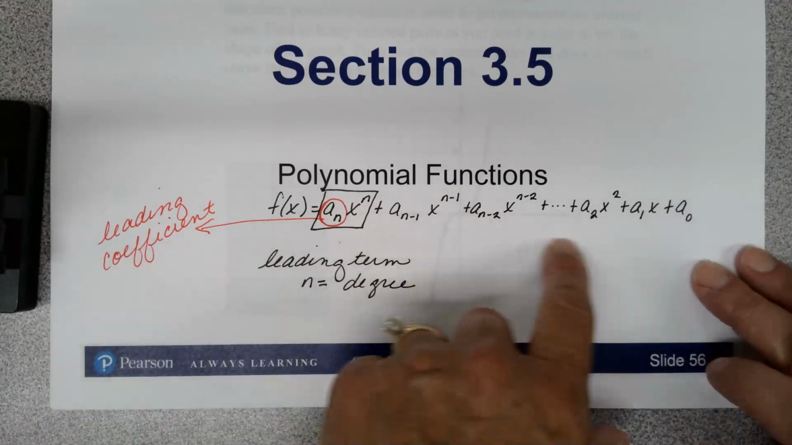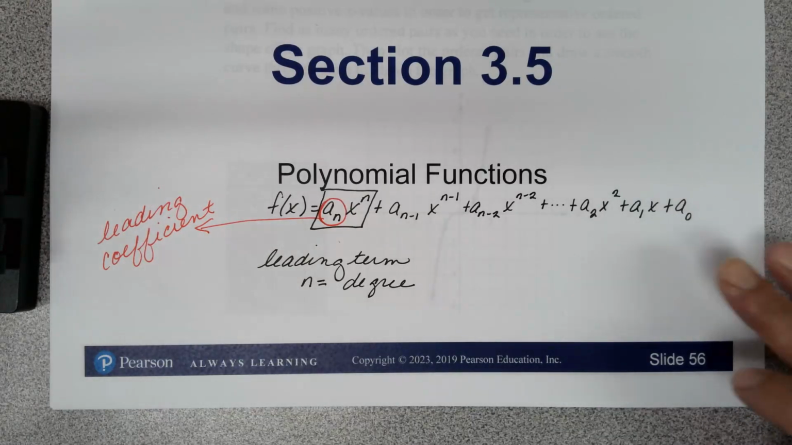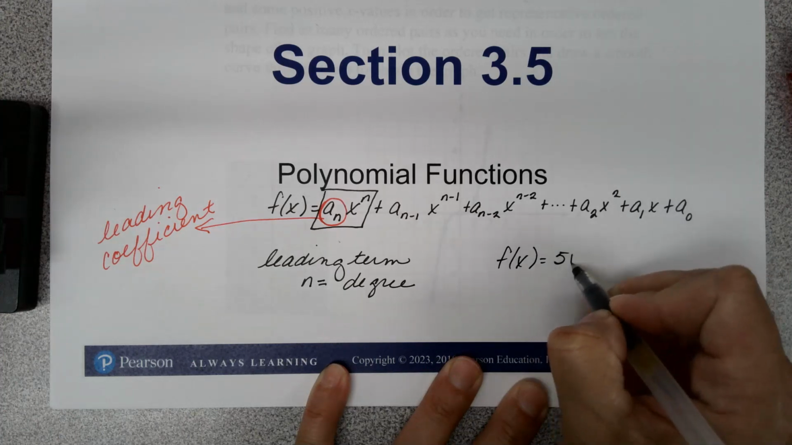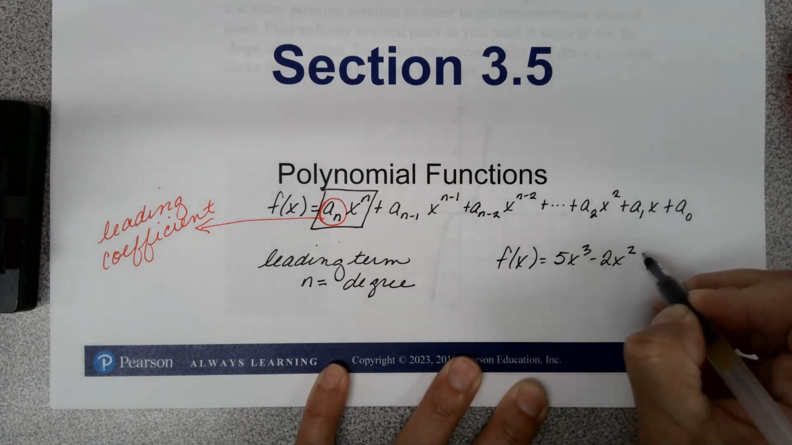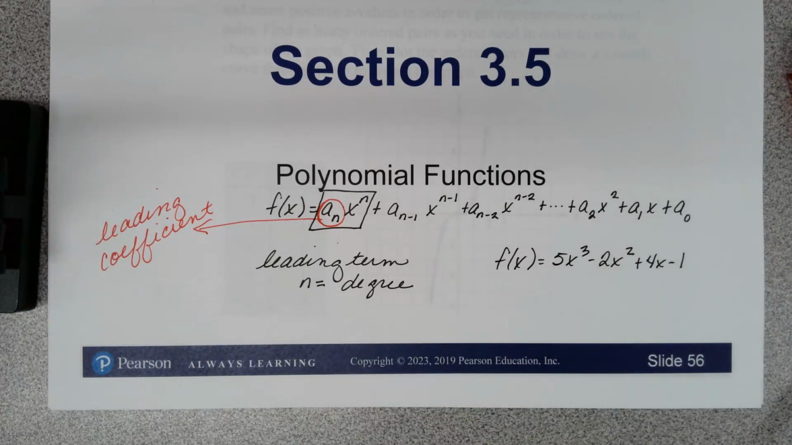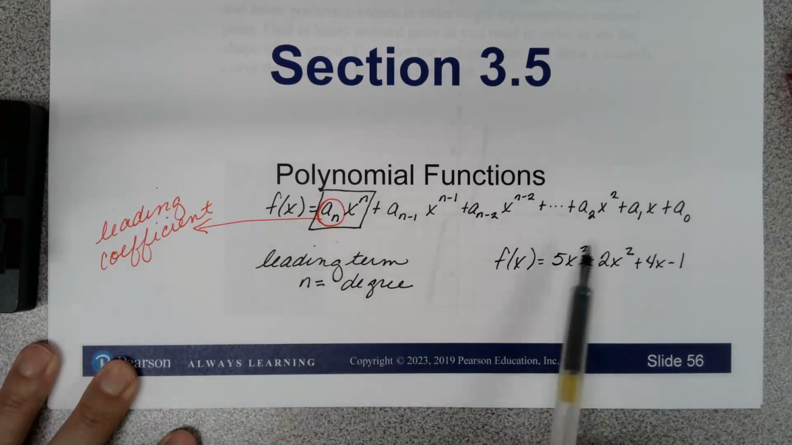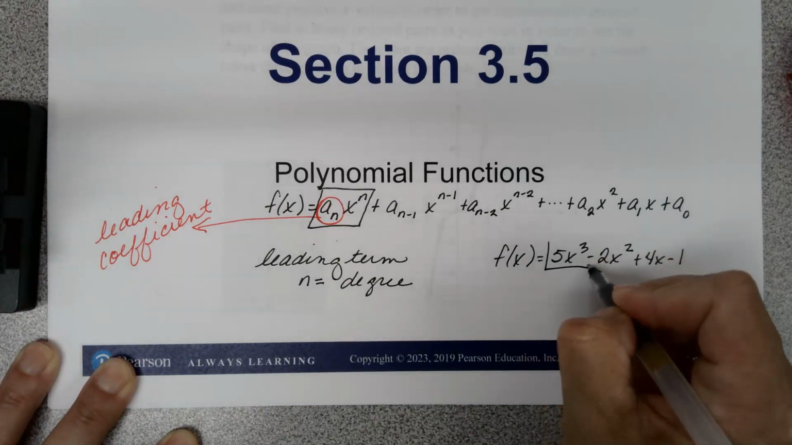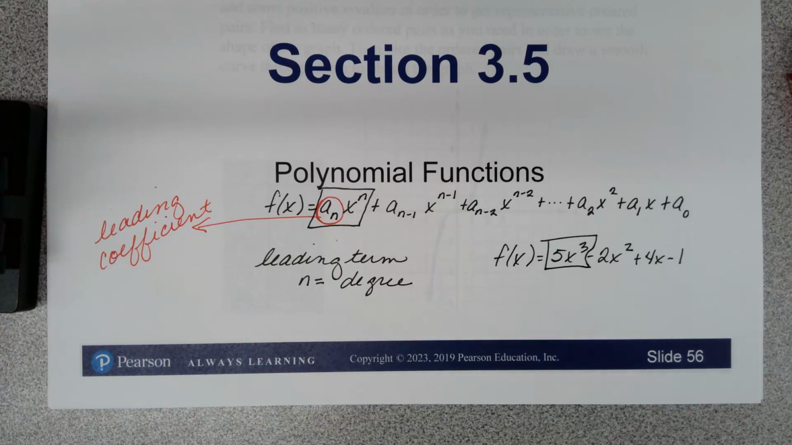I know this looks a little scary with the subscripts and the exponents and all of that, but when we think about something that looks like this, 5x cubed minus 2x squared plus 4x minus 1, that is a polynomial. What is the leading term of this polynomial? 5x cubed. It's the whole thing. If your function is written in descending powers of x, which we went 3, 2, 1, 0, we have our polynomial here. And so our leading term is the 5x cubed. That's your leading term.